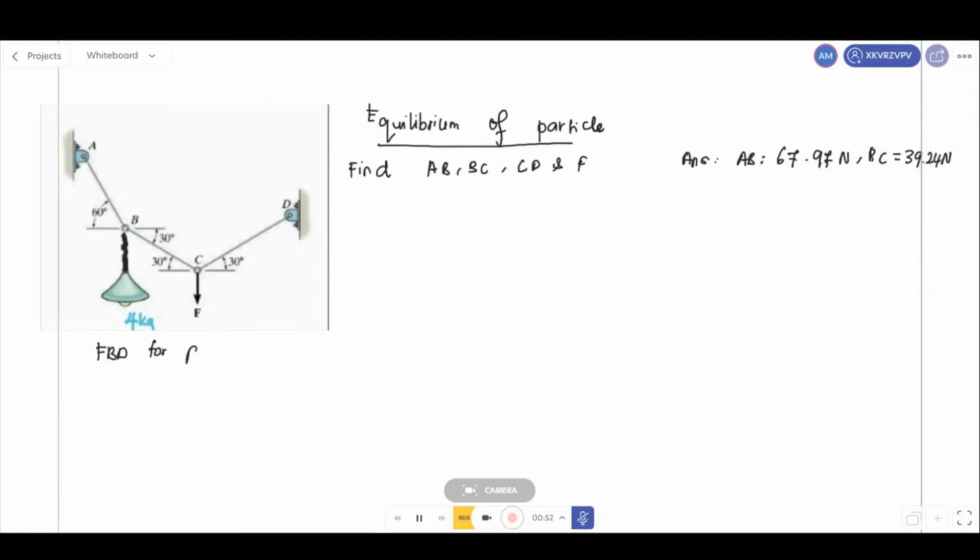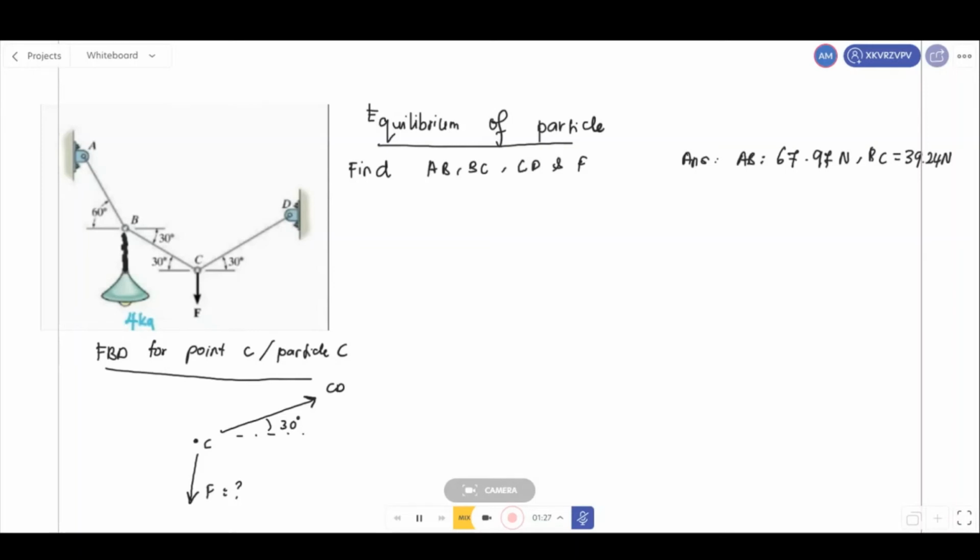So we draw the FBD for point C, or particle C. Okay, so the same thing. We have C here, and then we have force F that we do not know. We also do not know CD, and because it is a cable, we know it's always tension. So 30 degrees, so CD. And then we have the CB.